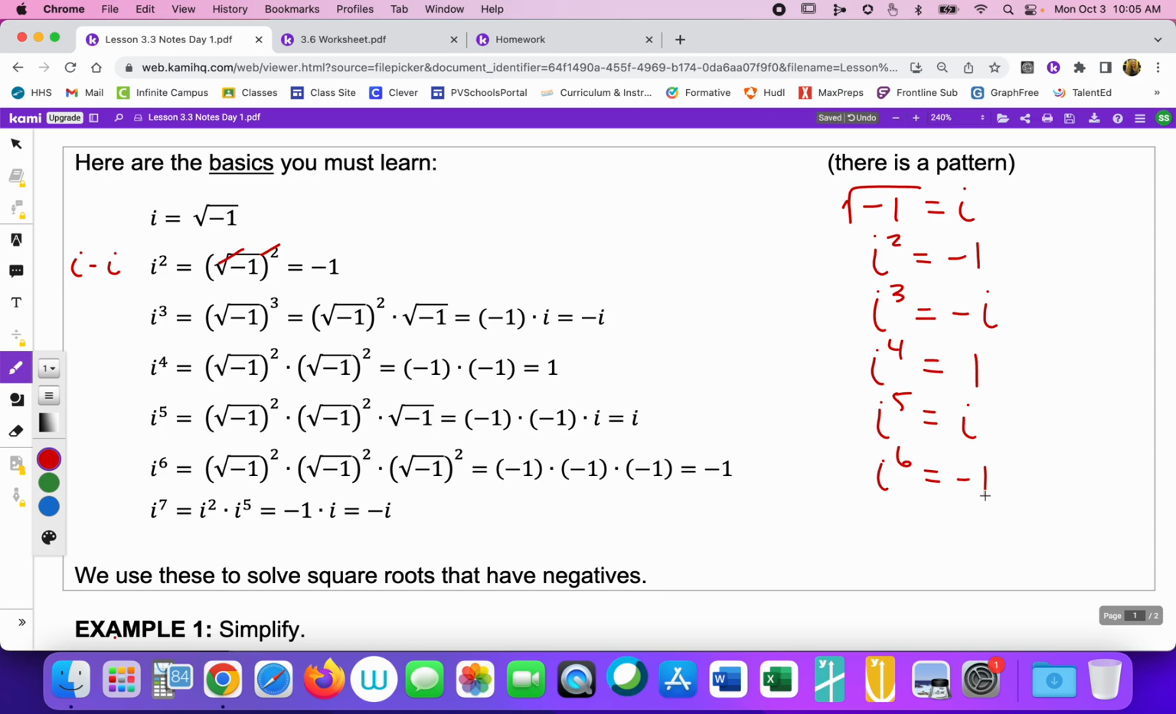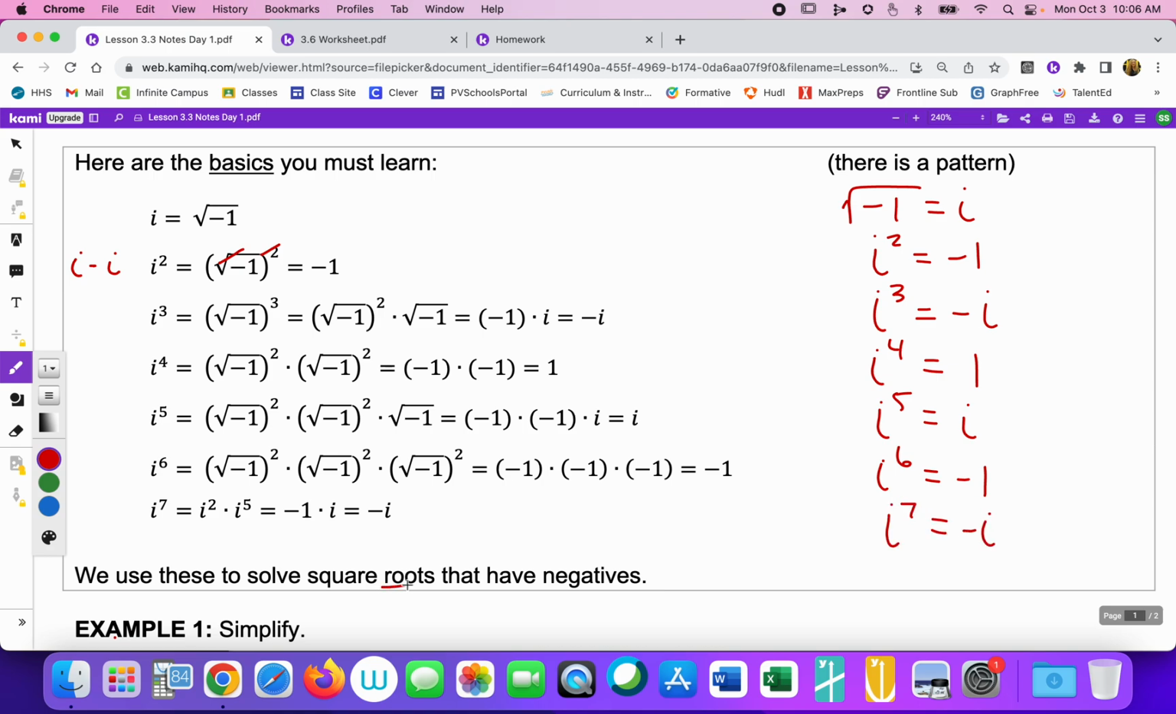I to the 7th, you can break it apart several different ways. If you did I to the squared times I to the 5th, so as long as the exponents add up, you can split it however you want to. We could have done the 3 and the 4, but it would give you a -I.